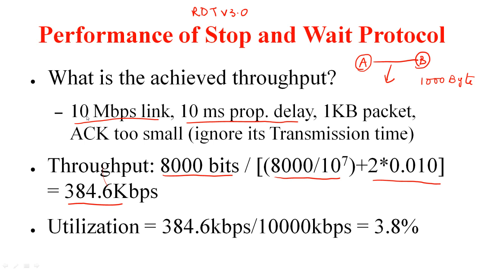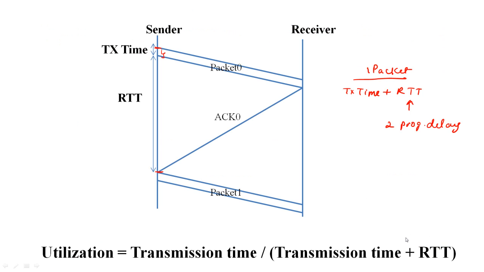Now remember, the original link was a 10 Mbps link and all you managed to get was 384.6 kbps. So the utilization as such is only 3.8% of the link bandwidth. So it is extremely poor utilization. The same can be calculated this fashion also. So out of this whole time, the useful work that got done was just this much time. So the useful work is transmission time over transmission time plus RTT. For this entire RTT duration, the link was idle. So you wasted the resources.